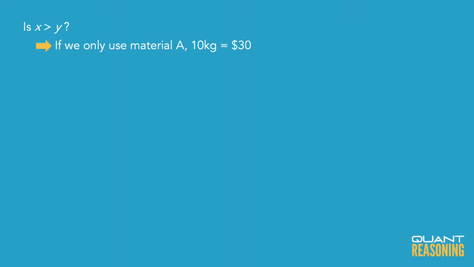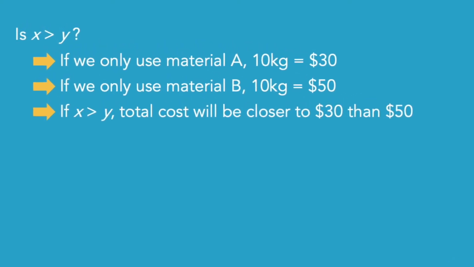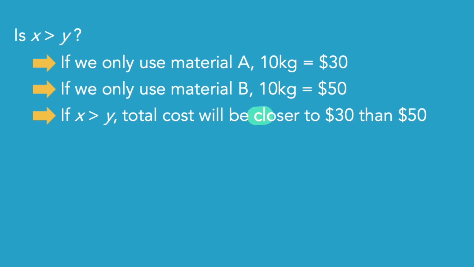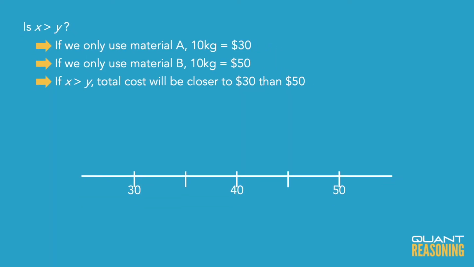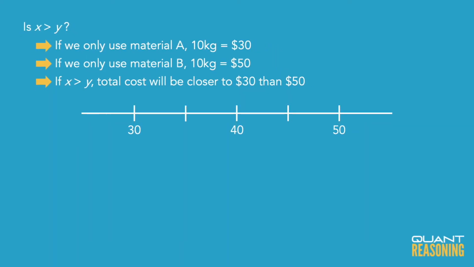Well, if we're only using material A, 10 kilos would be 30 bucks. If we're only using material B, 10 kilos would be 50 bucks. So if we're using more of A than we are of B, then we're going to be somewhere closer to 30 than we are to 50. So if I draw a number line from 30 to 50, and I put 40 there in the center, the overall cost for 10 kilos of K would be to the left of 40, somewhere between 30 and 40.